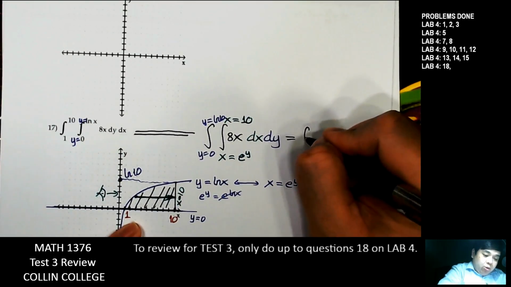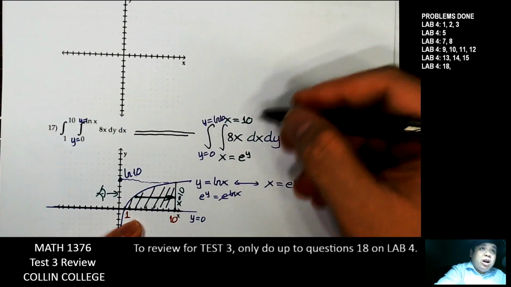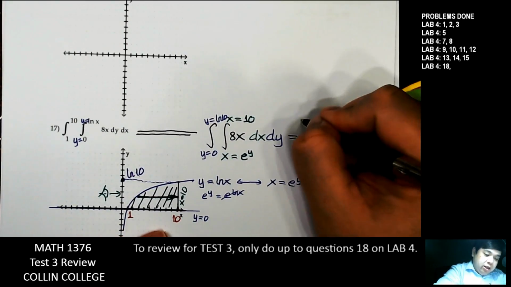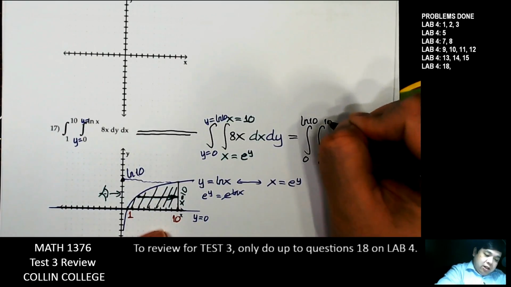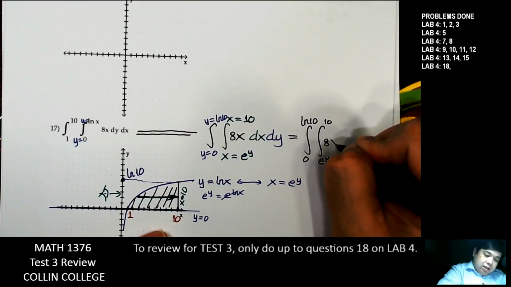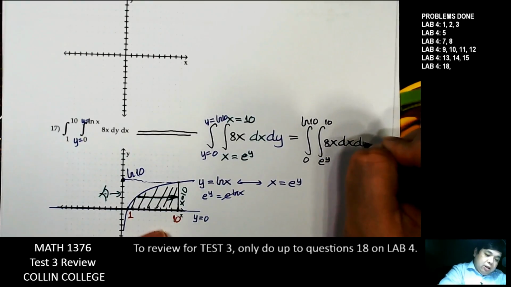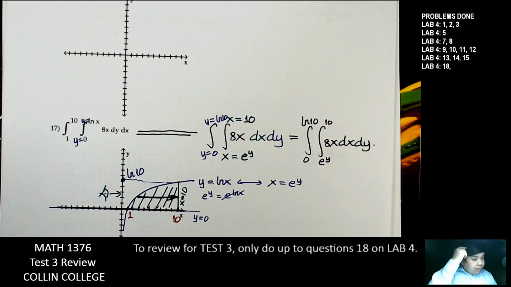Usually when we write the limits, we don't really need to specify y and x. We just say 0, ln of 10, and e to the y and 10, dx dy. So it will be just like that.